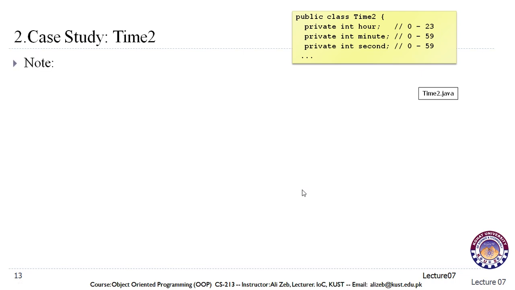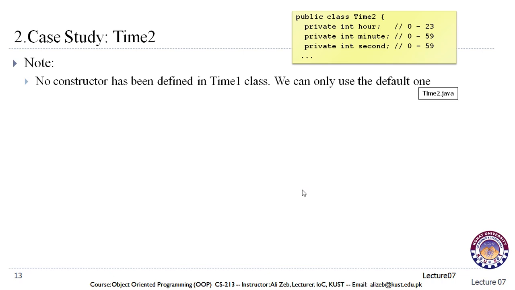Case study 2, the Time2 class. As we saw, there was no constructor in our Time1 class. No constructor has been defined in the Time1 class. We can only use the default one. In the Time2 class, you can add 5 overloaded constructors.